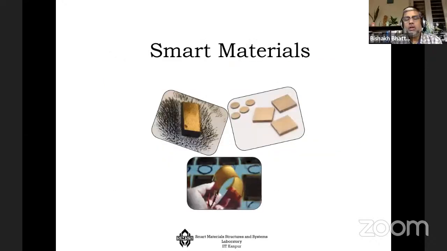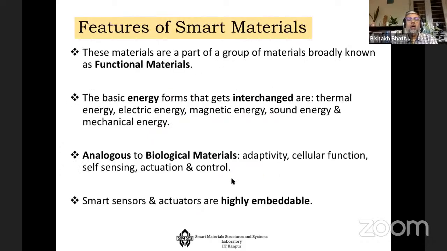Now, all these things need smart materials to be in place. And what are these smart materials? They are broadly known as functional materials, which have the capacity of interchanging energy, let's say between thermal energy to mechanical energy, or electrical or magnetic or sound energy to mechanical energy. In every case, the common currency is the mechanical energy, because you have to develop some kind of locomotion, some kind of force generation or torque generation.